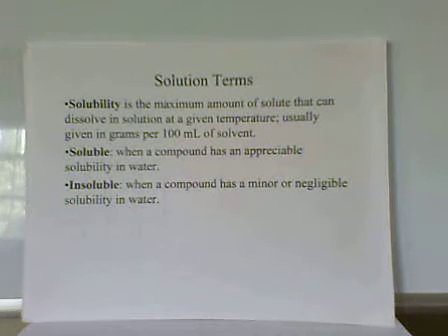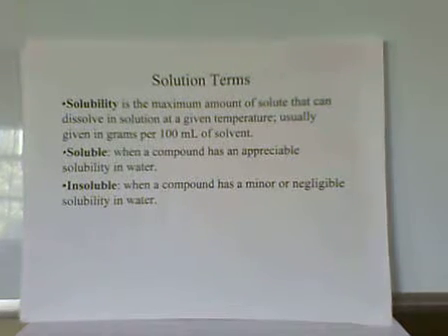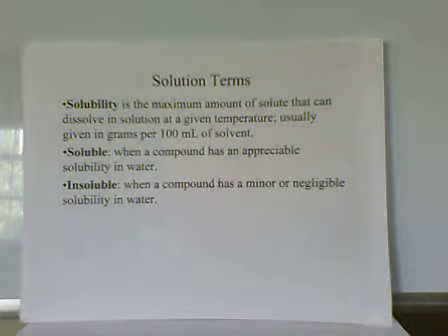Then we have two general categories, soluble and insoluble, and these vary depending on our needs. So soluble is when something has an appreciable solubility. Insoluble is when something has a minor or negligible solubility.